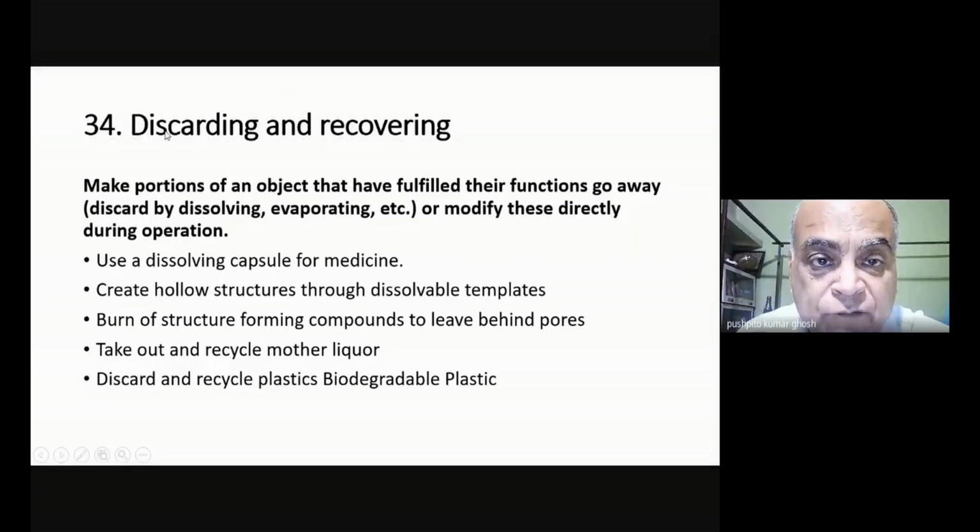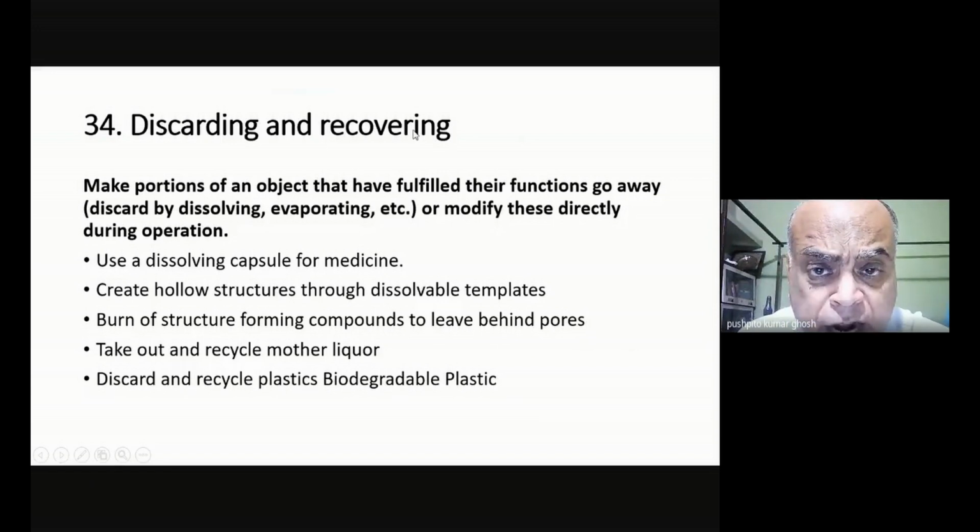Let's take another, which is discarding and recovering. And this is again very important. Make portions of an object that have fulfilled their functions go away, or modify these directly during operation. For example, we take a capsule so that you don't feel the bitter taste of the medicine when you are taking it, and then the capsule just goes away in your stomach. There'll be a lot of food items also where you'll find that sometimes there is a hollow inside something. With zeolites and similar catalysts, you actually template the material around something, and then later on you burn it off to create the porosity of zeolites.